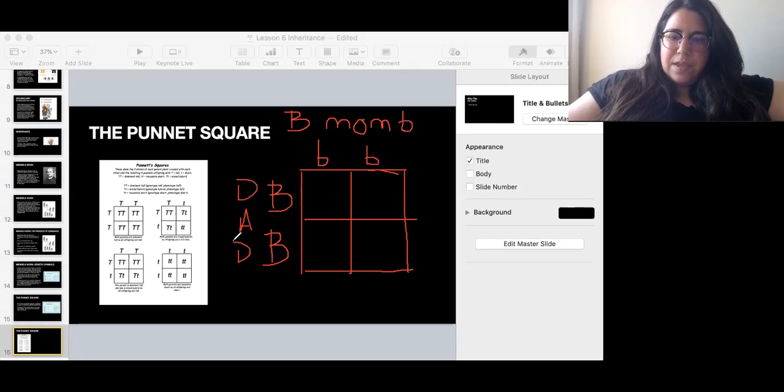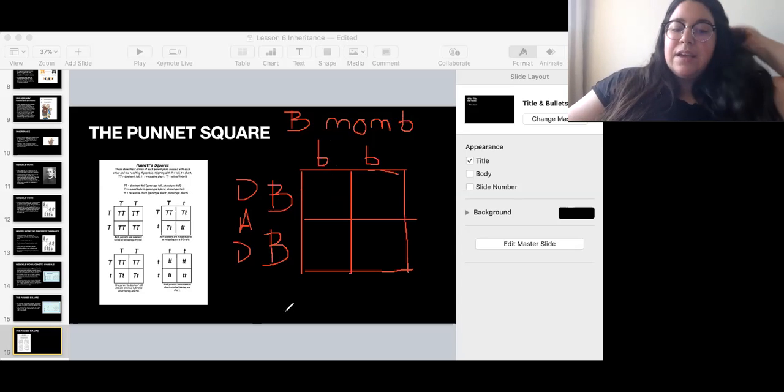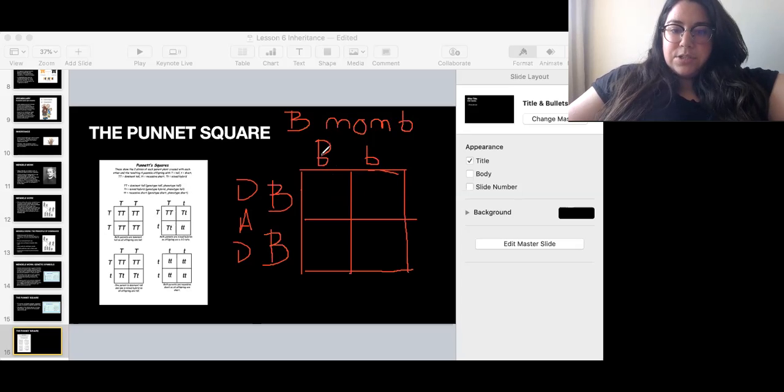So we organize it like this in the Punnett square. Let's say the dad is purebred, so he comes from a long generation of everybody having brown eyes, and the mom comes from long generations of having blue eyes too. So we're going to see a mix.